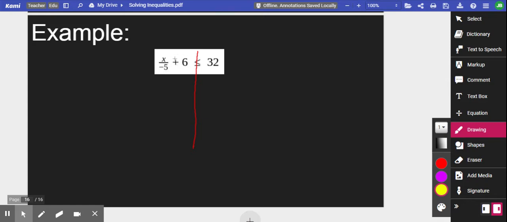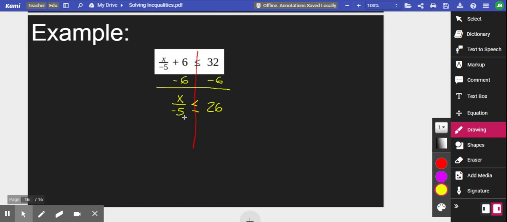SADMAP tells me to take care of the subtraction and addition. So I have 6 being added to my variable term. So we're going to subtract 6 on both sides. Again, I'm trying to reduce these numbers over here, so we want to use the identity property. So plus 6 and minus 6 is a 0, which keeps the identity for the x divided by negative 5. And 32 minus 6 is just going to be 26. Now again, this inequality symbol is going to come straight down as less than or equal because we haven't done any multiplication or division by a negative number.